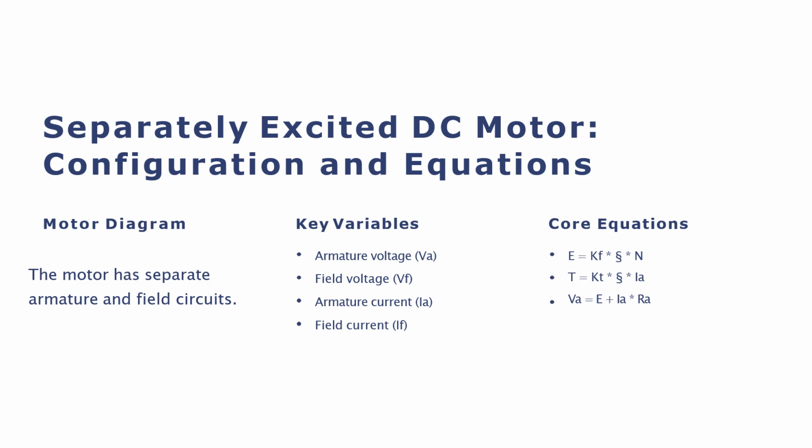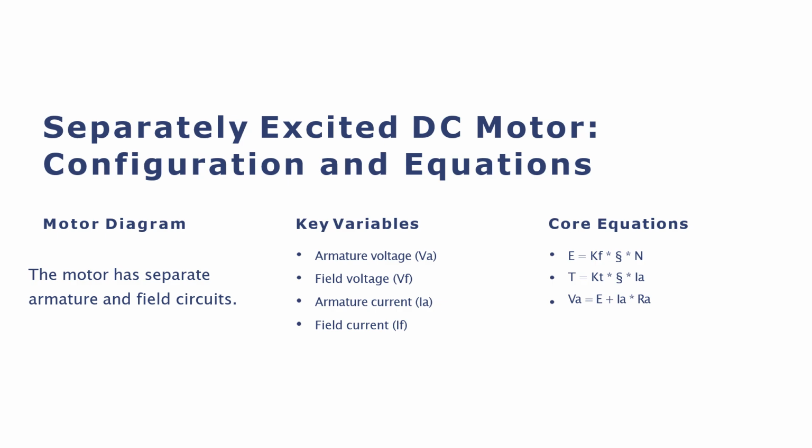Now what are the core equations of it? The back EMF is given by E is equal to Kf into phi into N, where Kf is the constant, phi is the flux, and N is the speed. So this is a very common equation which is known to all electrical engineers. Then the second equation is about the torque. The torque is given by Kt into phi into Ia, where Kt is the torque constant. Likewise in back EMF, Kf was the constant.